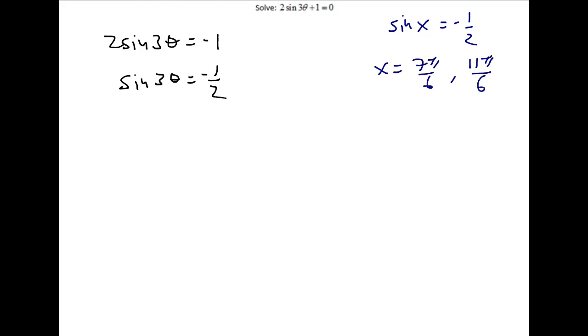But you realize that this is not the same answer here. We don't want to put 7 pi over 6 or 11 pi over 6 here because of this extra 3. Essentially, what does this mean? It means that 3 theta is equal to 7 pi over 6. Similarly, 3 theta is equal to 11 pi over 6. So really, we have to divide by 3, and that'll give us the answer that we want.